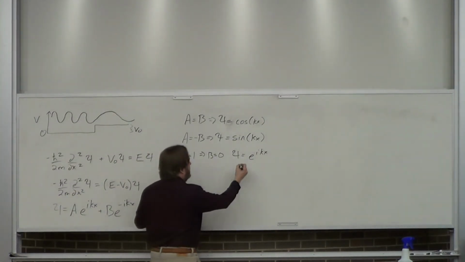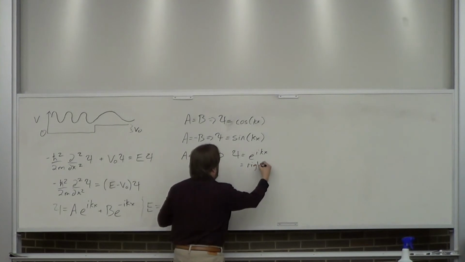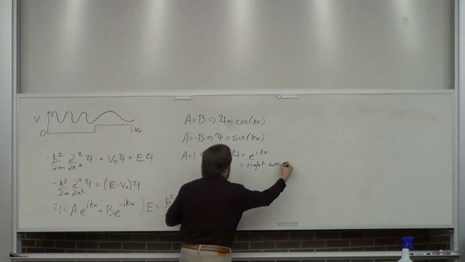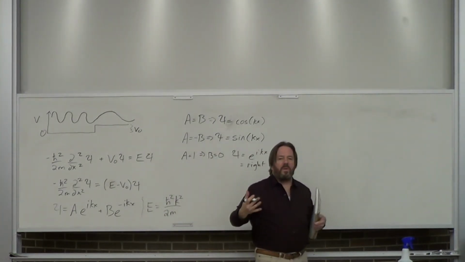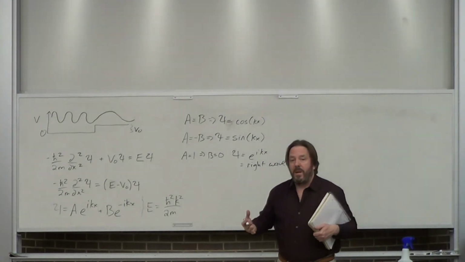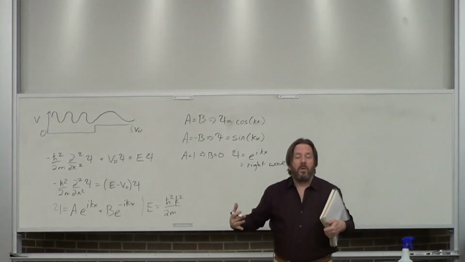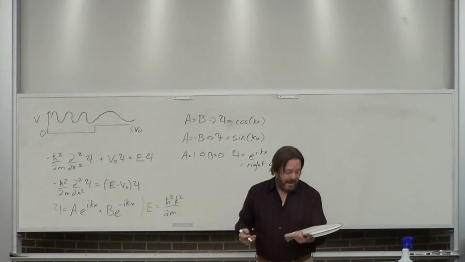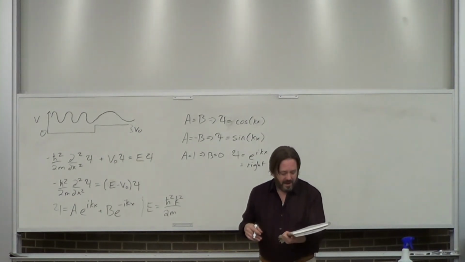Remember that this is a right wave. A right moving wave, and of course, I won't write it down. If A is 0 and B is 1, then the particle is a left wave, right? E to the minus ikx. I won't even write that down. Okay, that's kind of obvious.